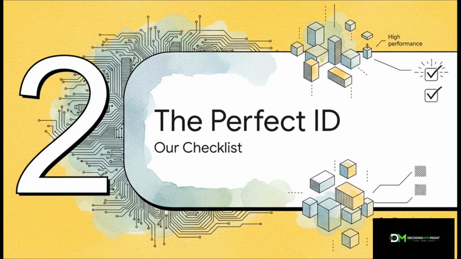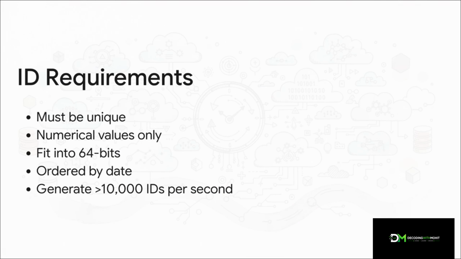Okay, so before we can even start looking for the right answer, we have to define the question properly. We need a clear checklist. What does the perfect ID even look like for our system? And here it is, our wish list. First, it absolutely must be unique. That's the whole point, right? Non-negotiable. Second, we want numerical values only, because numbers are just way faster for databases to work with. Third, it has to fit into a neat 64-bit package, which is a really standard and efficient size.